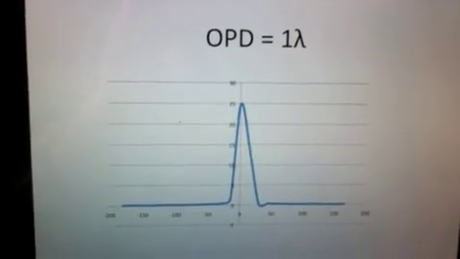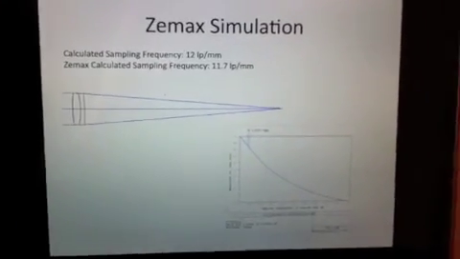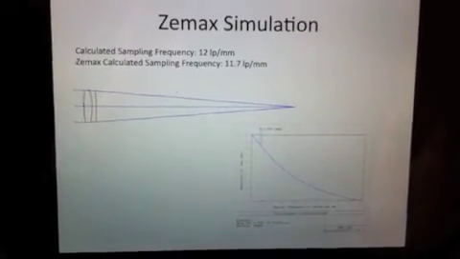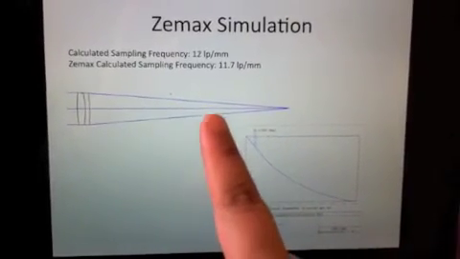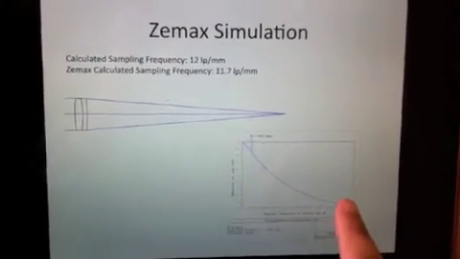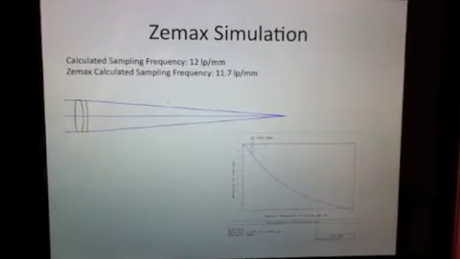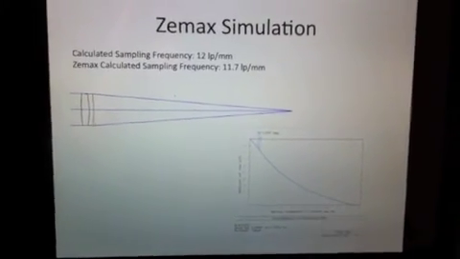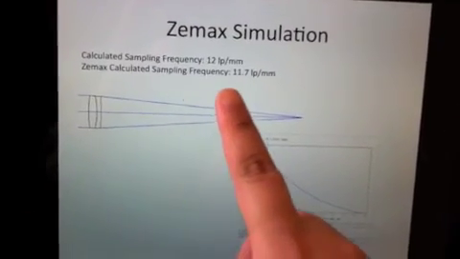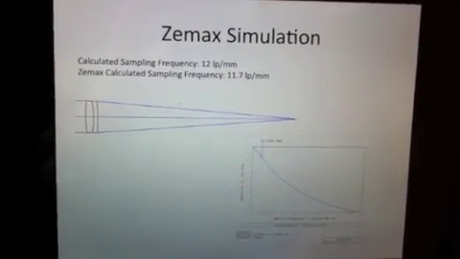like a Gaussian curve. Then we simulated our system by obtaining the prescription of our lens that we were using, and we simulated on Zemax, and we did the MTF plot, and it calculated a sampling frequency of about 11.7 line pairs per millimeter, and using the equations we previously discussed, we calculated 12 line pairs per millimeter, so the 2 values are relatively close.